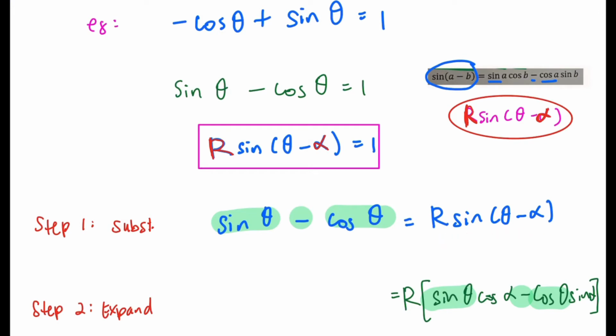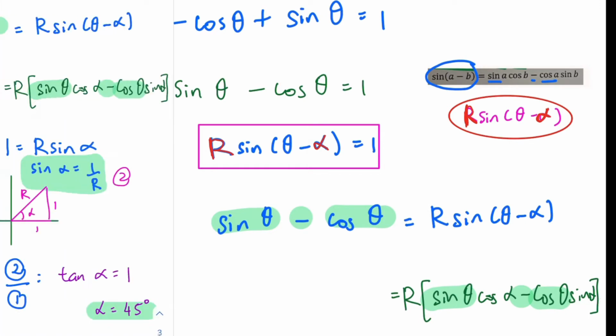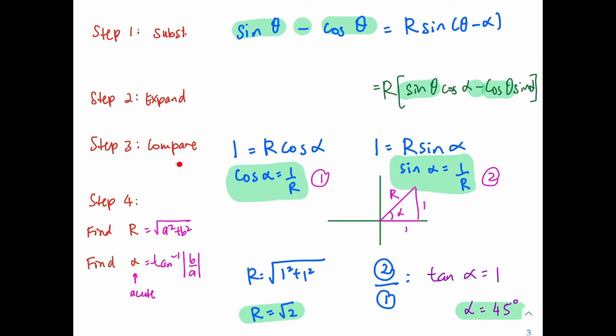So now let's expand this. R in bracket sine theta cos alpha minus cos theta sine alpha. So we have finished step number 2. Now let's see step number 3. Let's compare our left hand side here. This is the first term. Okay, this is sine theta and this is sine theta. So this is the coefficient 1 is equal to R cos alpha.